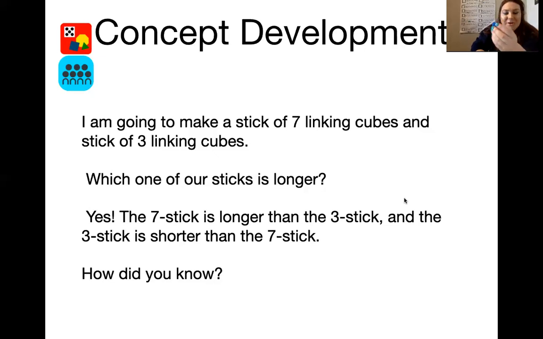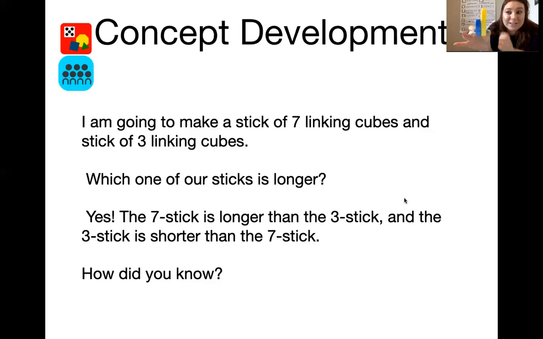I'm gonna take my blue cubes and stack 3. 1, 2, 3. Now I'm gonna take my yellow cubes and I'm gonna keep 5. 1, 2, 3, 4, 5. I'm gonna make sure that the bottoms line up. Which stick is longer? The 5 stick is longer than the 3 stick. Which stick is shorter? The 3 stick is shorter than the 5 stick.